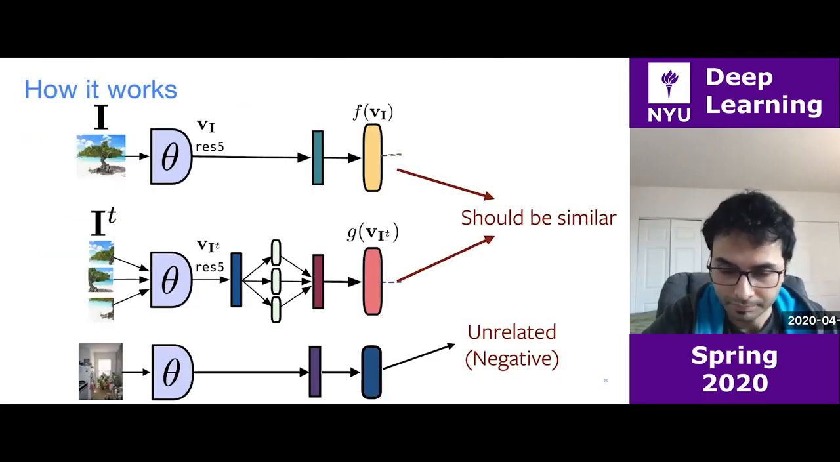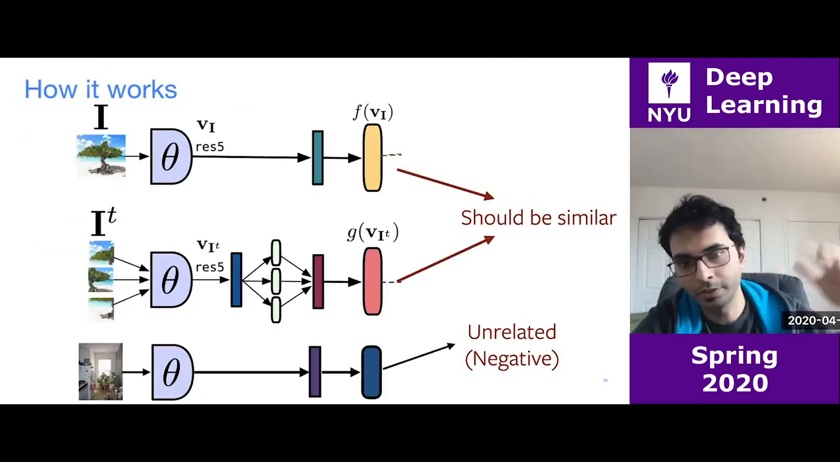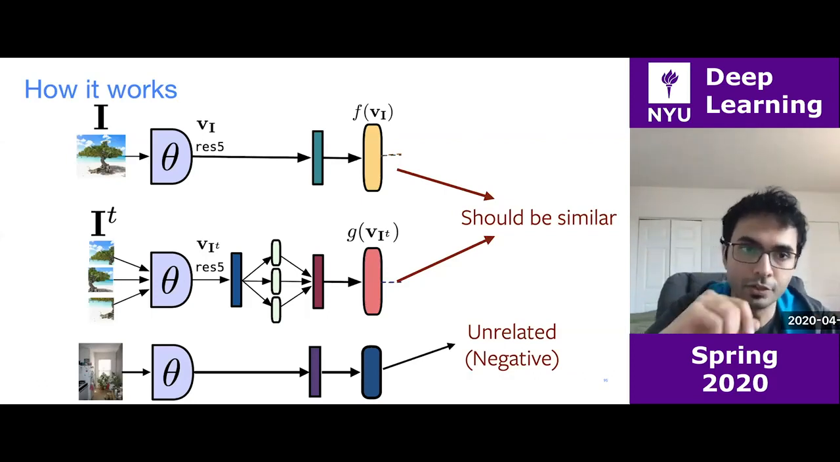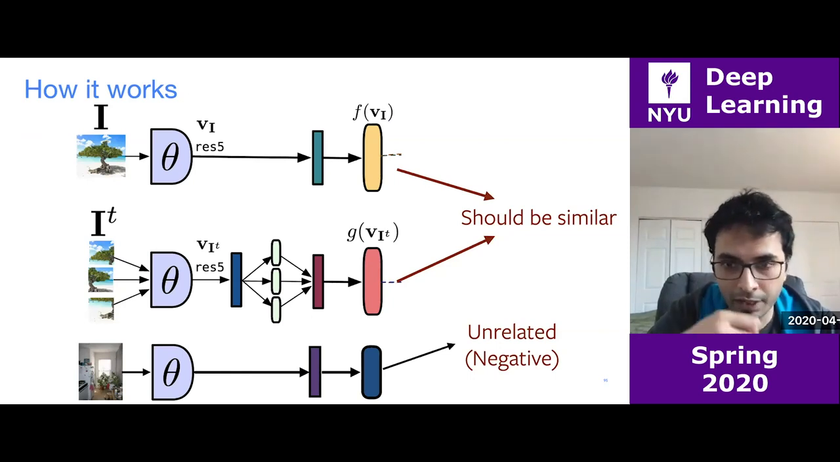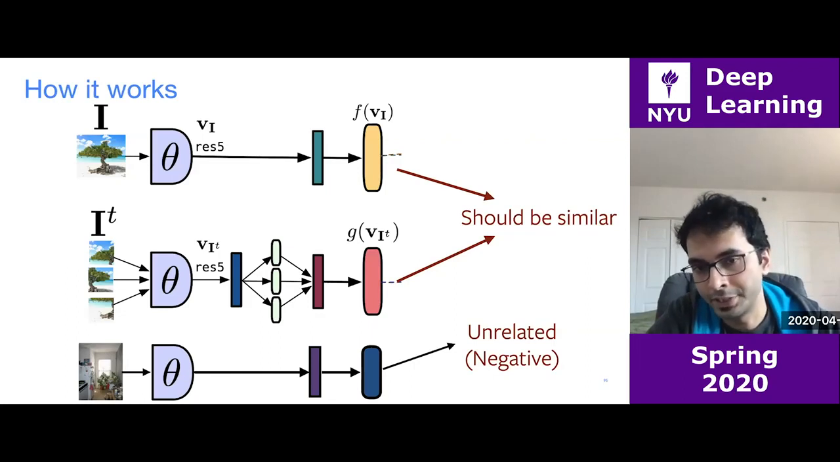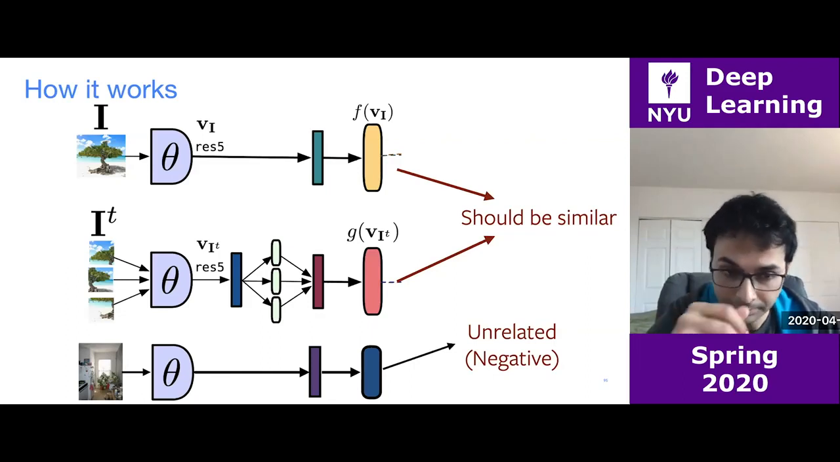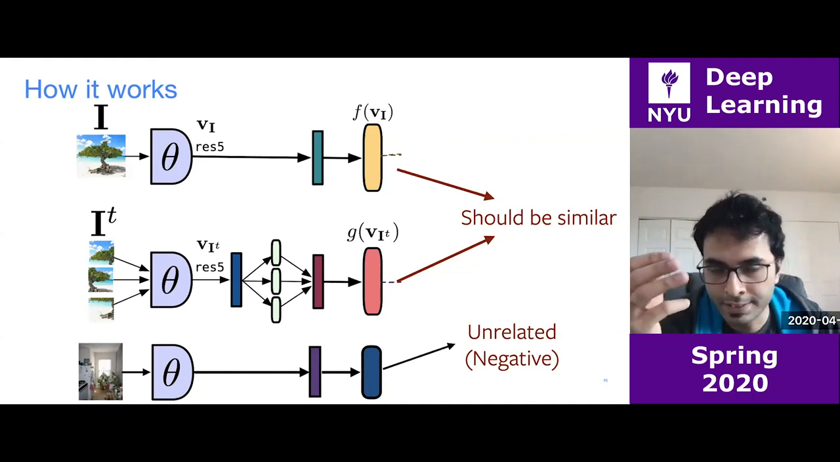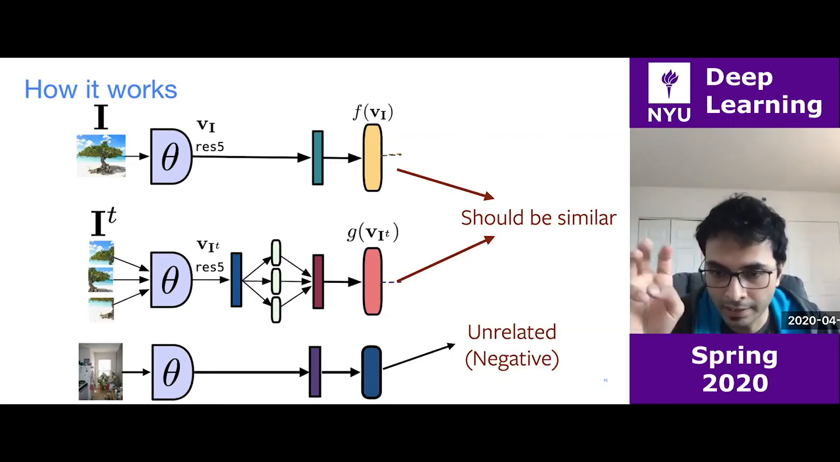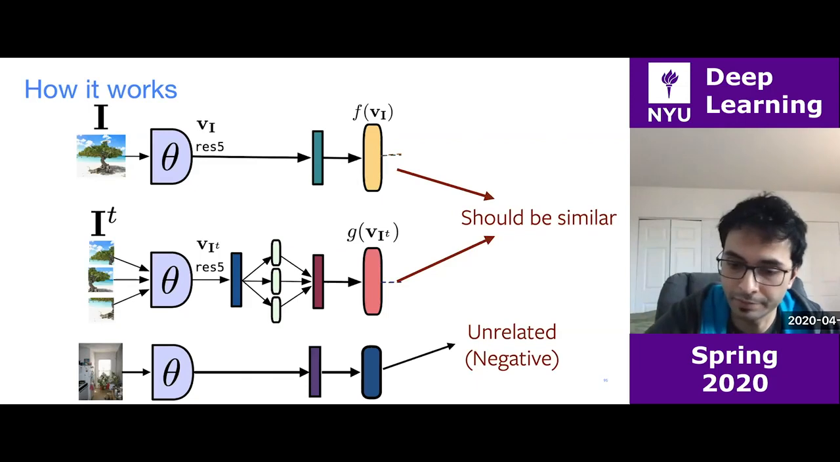So, okay, let's first talk about how you would do this entire PIRL setup without using a memory bank. You have an image I, you have an image I^T, you feed forward both of these images, you get a feature vector f(V_I) from the original image I, and you get a feature g(V_I^T) from the transformed version, the patches in this case. And what you want is the features f and g to be similar, and you want features from any other, unrelated image to be dissimilar.